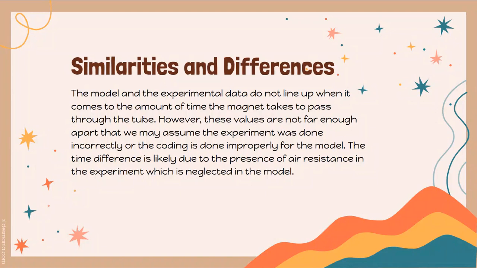However, this wasn't a huge separation, so we don't really have to assume that any of the major parts of the experiment or the coding were done incorrectly. Likely it was due to a difference in air resistance or some form of mismeasurement in the actual labeling of the tube, but the fact is that there is no air resistance in the model where there is air resistance in the actual world, so that may have made a difference.